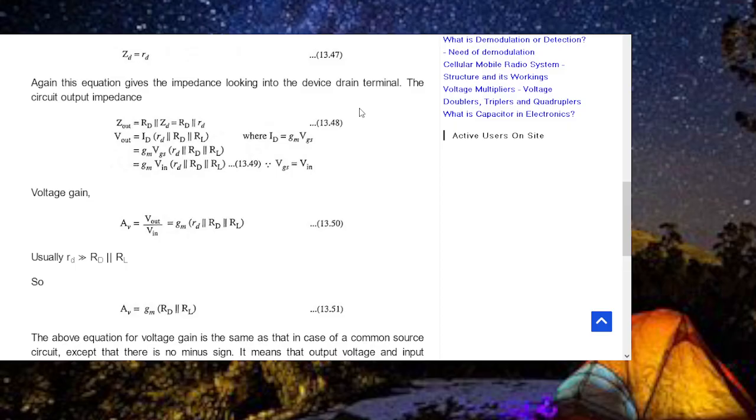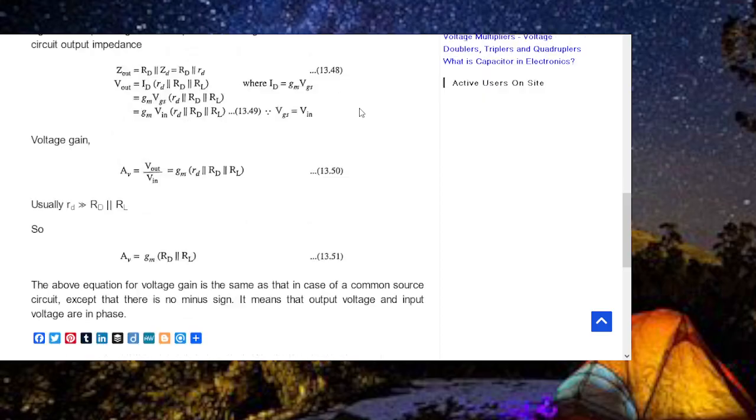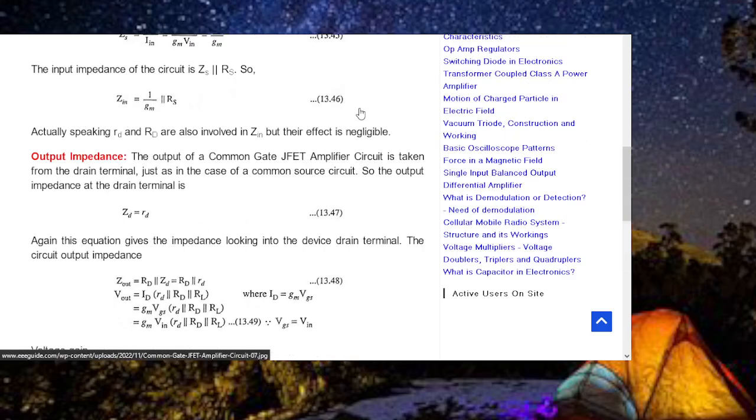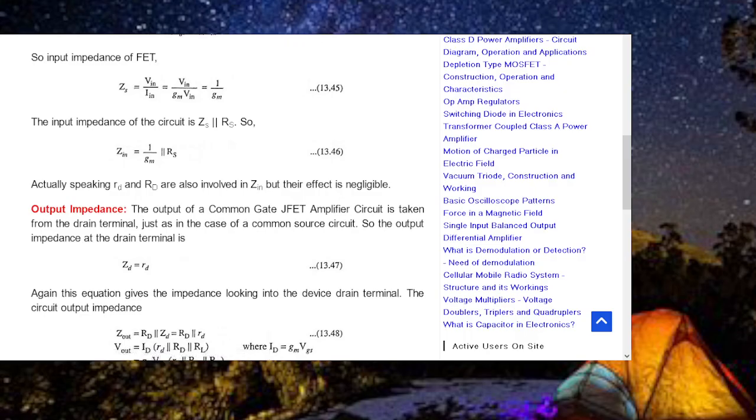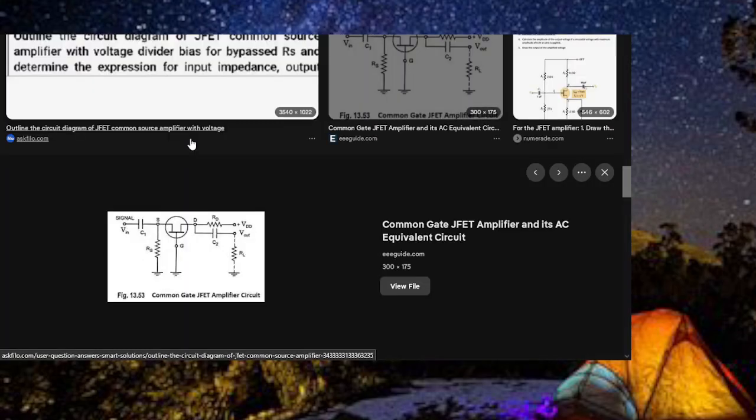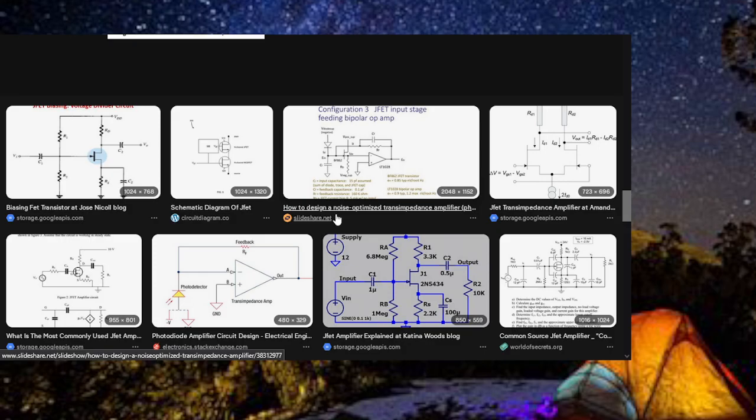I'm not familiar with these types of circuits. This has a voltage gain. I just don't like it. I'm not comfortable with using that kind of a circuit. These are the more typical ones. That's a typical circuit right there.